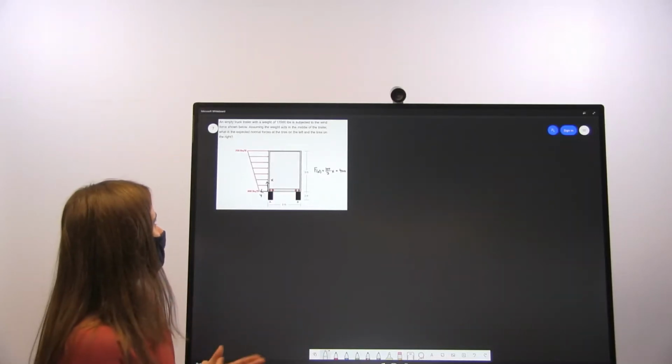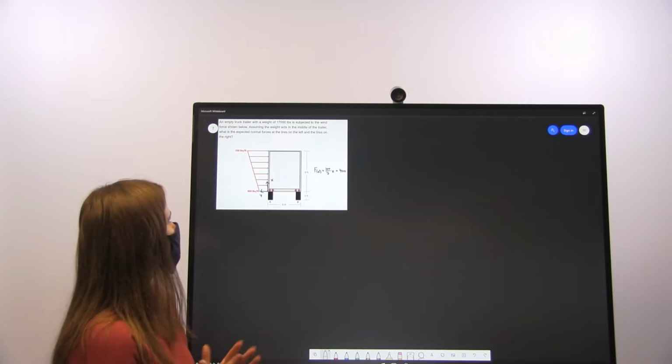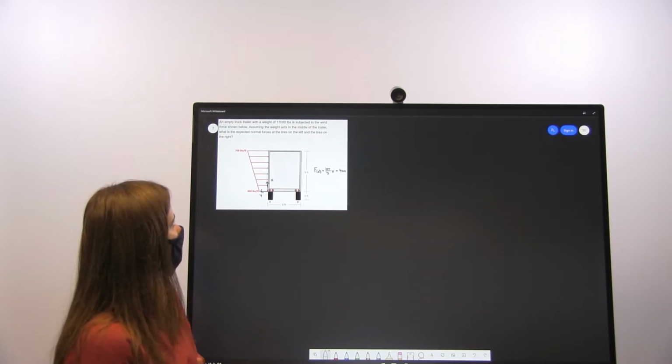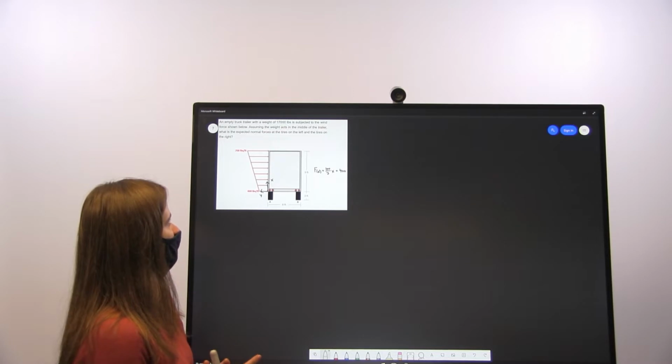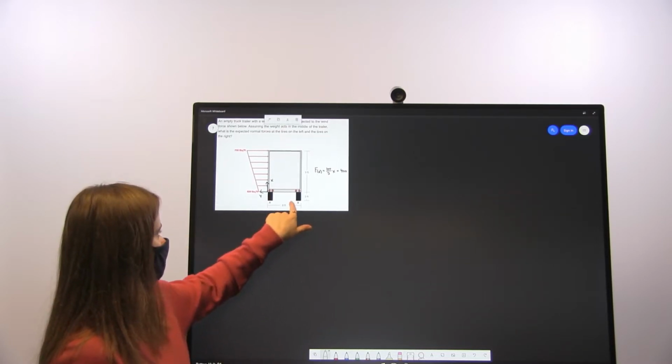So in this problem, we're given that an empty truck trailer with a weight of 17,000 pounds is subjected to the wind forces shown below. Assuming the weight acts in the middle of the trailer, what are the expected normal forces at the tires on the left and the right? The tires on the left and the tires on the right.